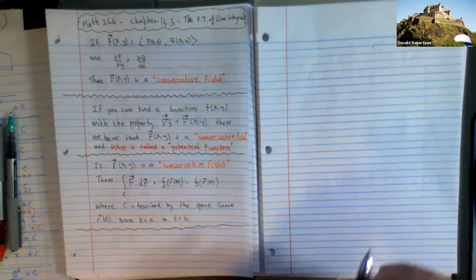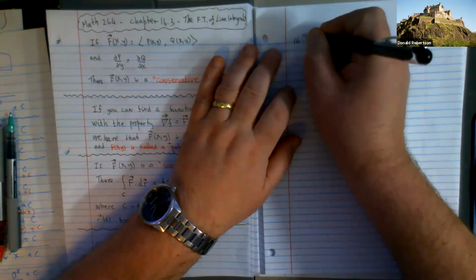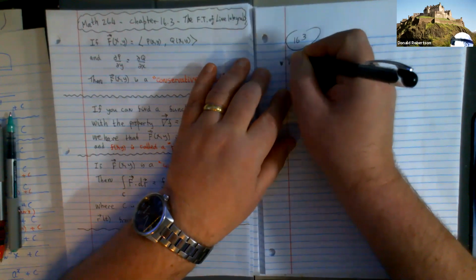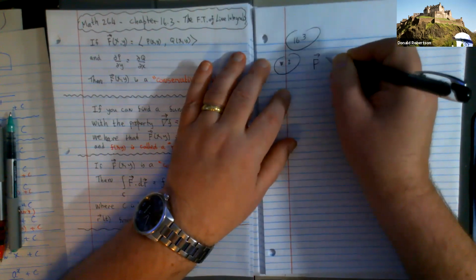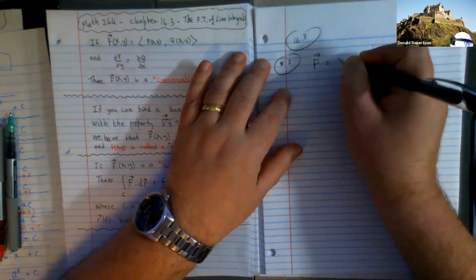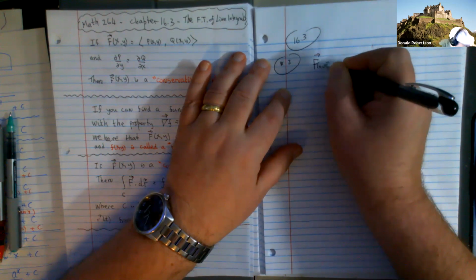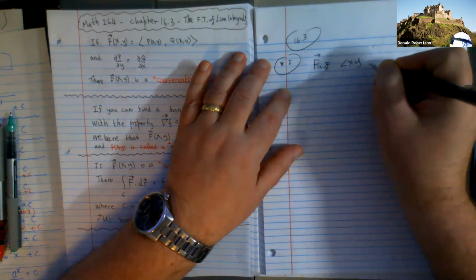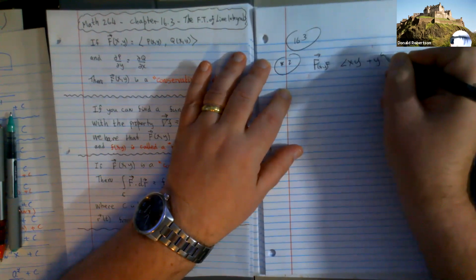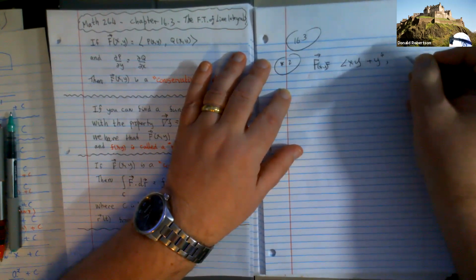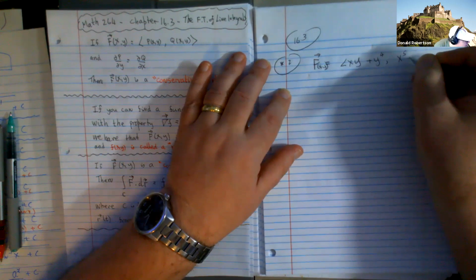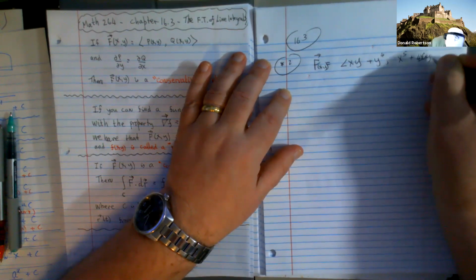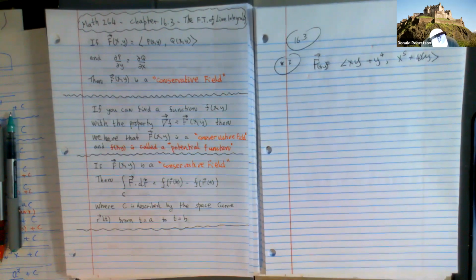Okay, so this is 16.3. Start right at the start. Here's your little 2D function: x y plus y to the 4, x to the 5 plus 4xy. Okay, let's find out if it is conservative.